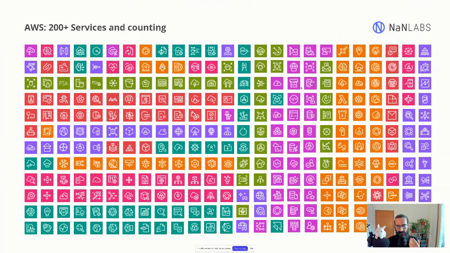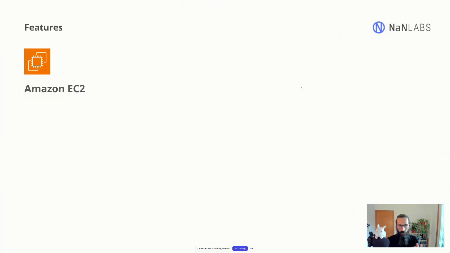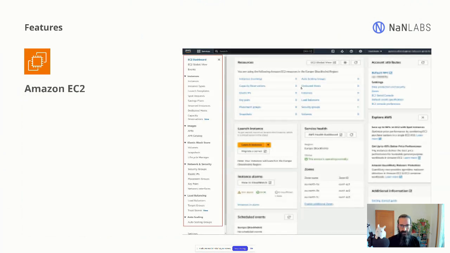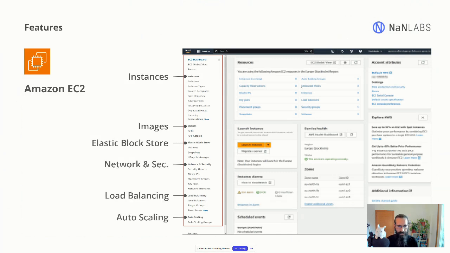But let's zoom in a little bit, because this is not the whole picture. Let's look at one particular service, like EC2 in this case. If we go to the UI of EC2, we will find something like this. The things that I want to focus on are these panes, like instances, images, EBS, network security, yada yada. All of these represent features inside a particular service. So now we are multiplying. We have services, and each service might have a bunch of features behind it. So we keep increasing complexity and the size of the whole problem.